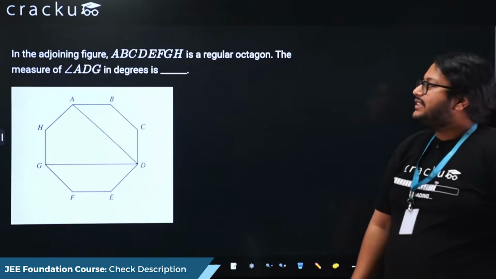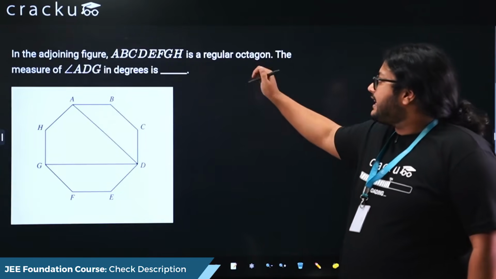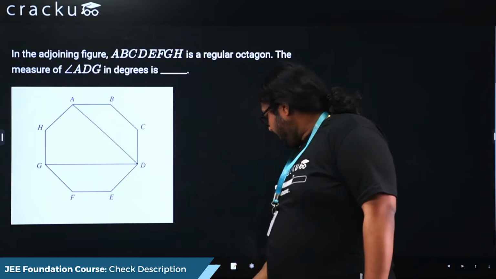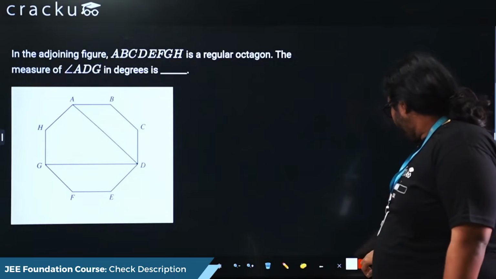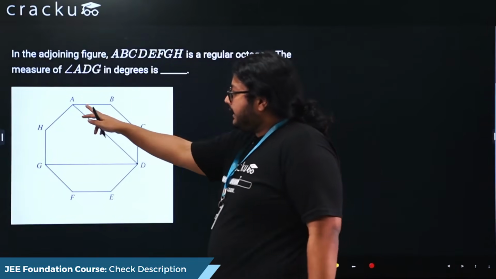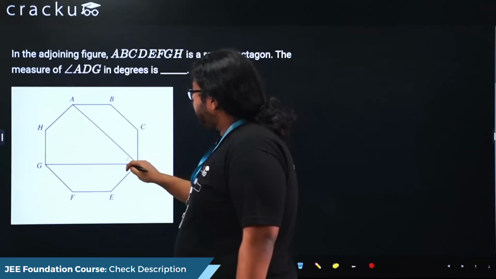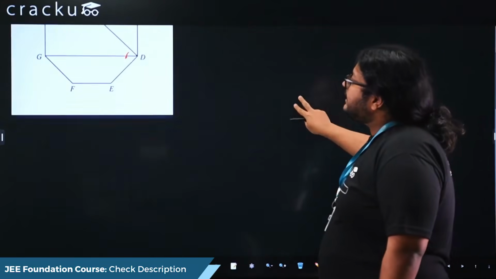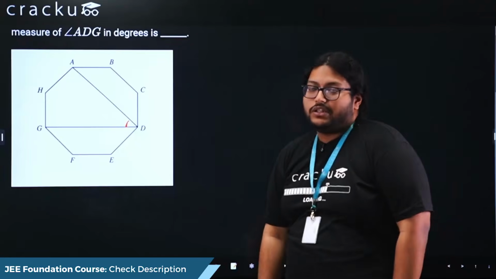In this question, we are told that in the adjoining figure is a regular octagon. The measure of angle ADG, okay? ADG, this angle is what we need to figure out. Okay. Now, what are the things that I know about a regular octagon?